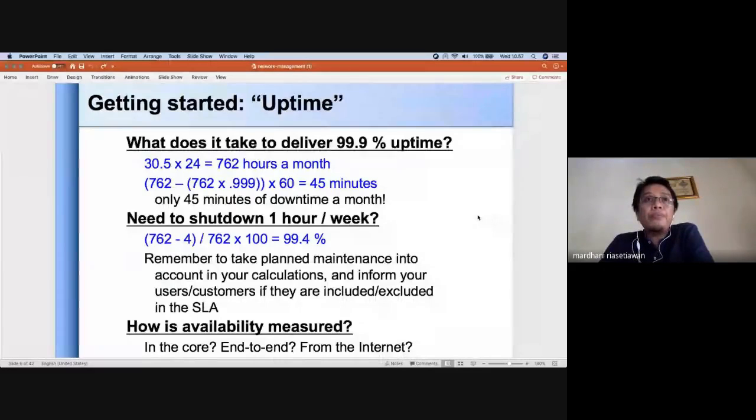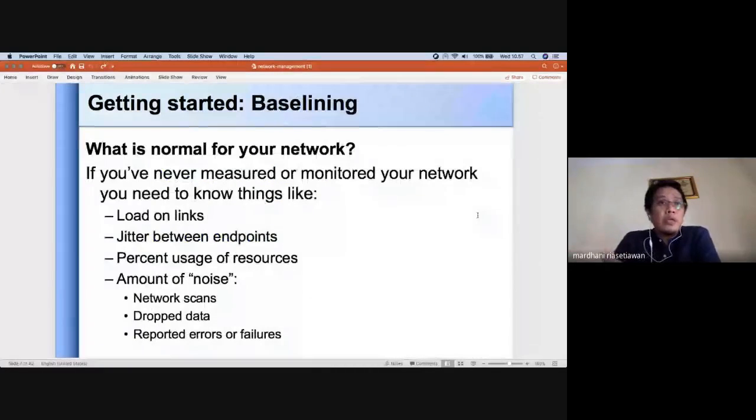So that's why, to discuss the performance of the network that we want to maintain in a stable condition, with good performance, we need to have a baseline. What is your network baseline that you need to measure or monitor?